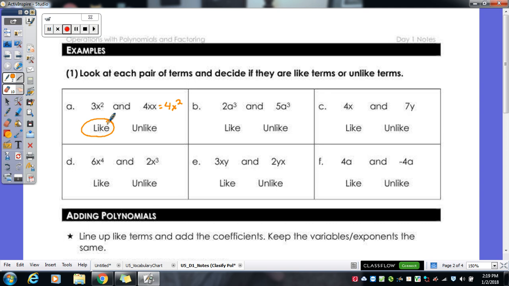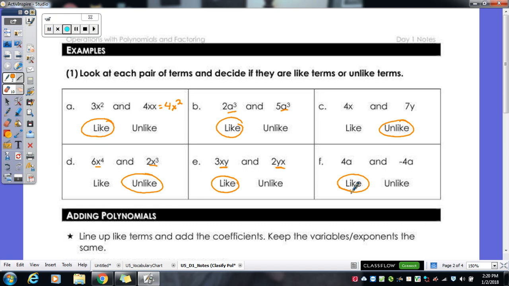How about letter B? Are those like terms? Yes, they both have a cubed. How about C? No. D? Nope, because we got an x to the fourth and an x to the third. Those are not like terms. Those are unlike terms. How about E? Those are alike. Even though those are in reverse order, they still have the same exponents on them, and they both have the same letters. They both have x, y in there. And then how about F? Like.